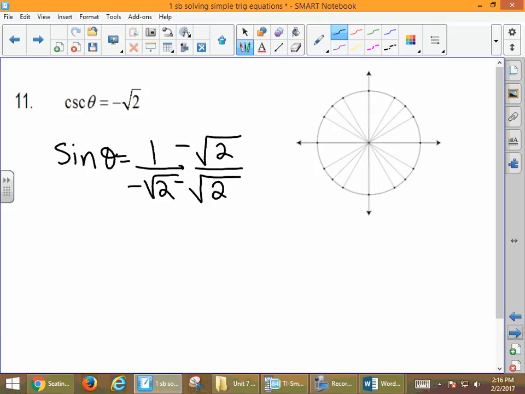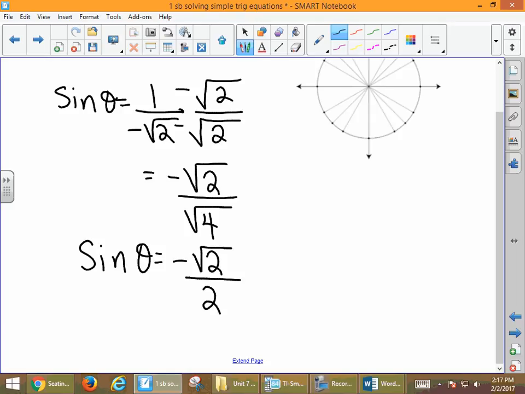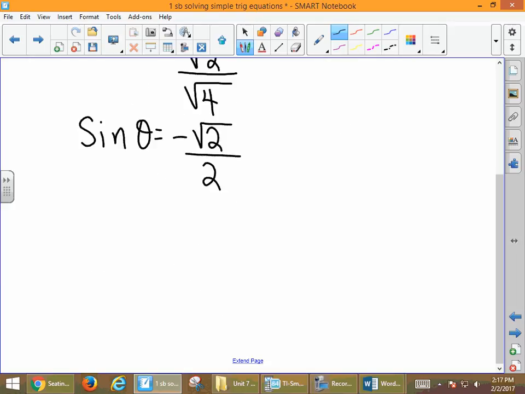So we don't like having a negative in the denominator. So 1 times negative the square root of 2 is negative the square root of 2. Negative times negative is positive. Square root of 4. And what does the square root of 4 equal? 2. So when we simplify this, we end up with sine of theta equals negative square root of 2 over 2. And then that's where we have to start thinking about the unit circle. What values of theta on the unit circle for sine have a value of negative radical 2 over 2? Quadrant 3 and 4. That's the first thing that I write on my paper: what quadrants am I going to work with? So 3 and 4.